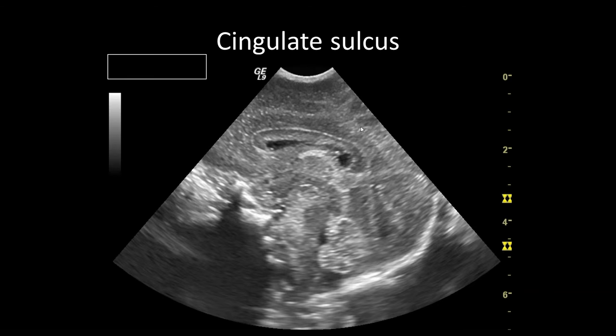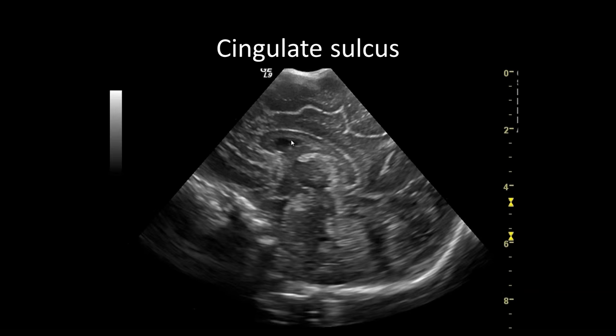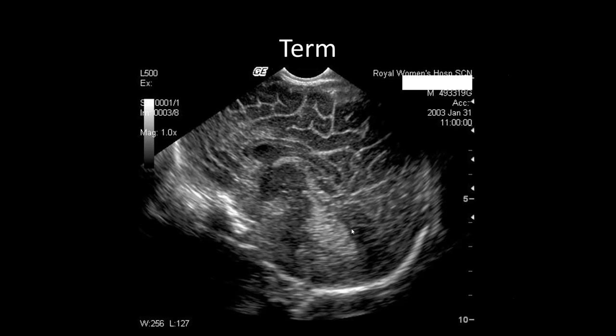So this is looking at the cingulate sulcus. This is pretty discontinuous. This is an infant who's 24 weeks or less. Then you start to see the cingulate sulcus showing some branching. So this is primary branching and perhaps a little bit of secondary branching. So we're now looking at an infant who's 32 to 34 weeks. And then this is your term infant, with multiple branching of the cingulate sulcus.